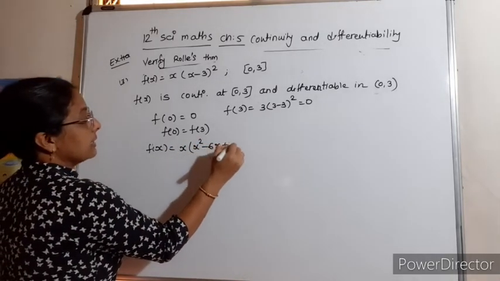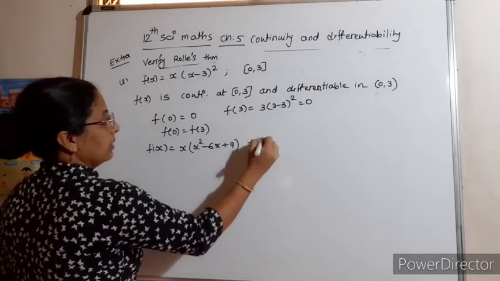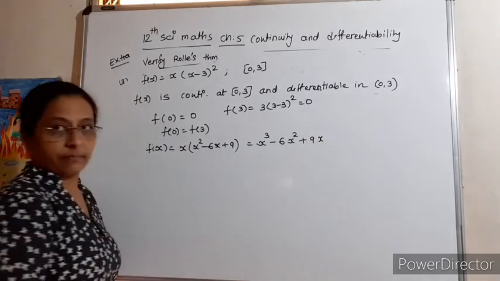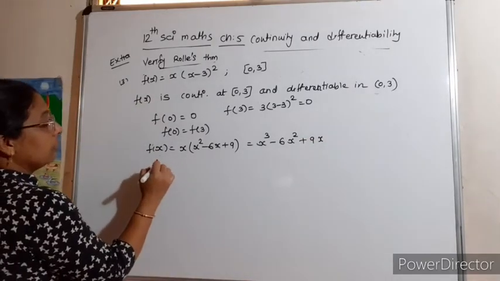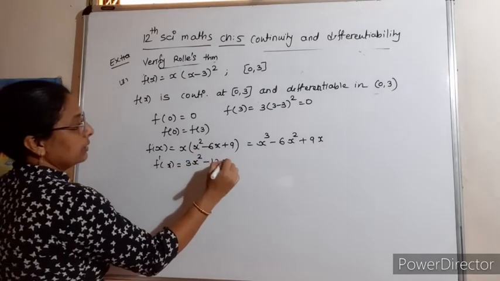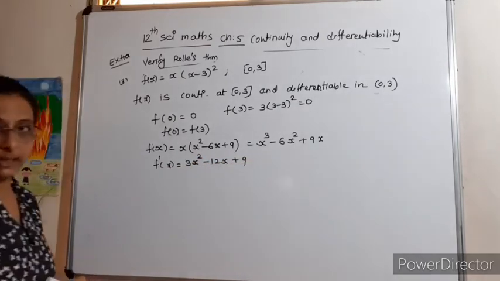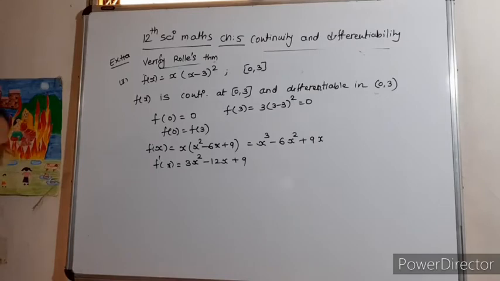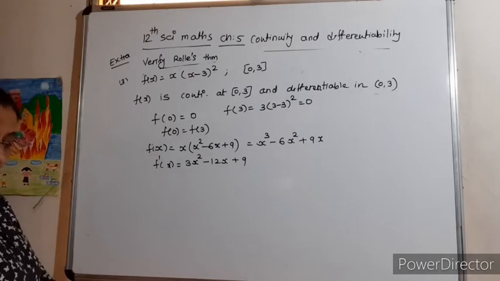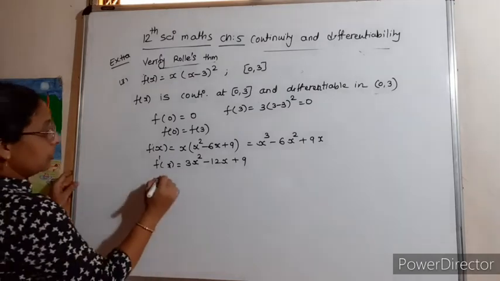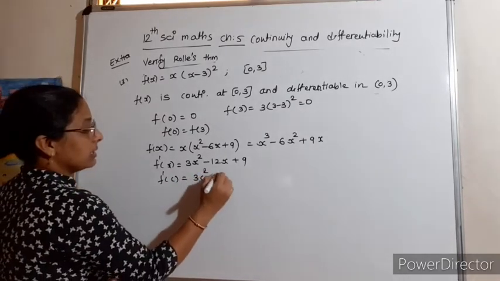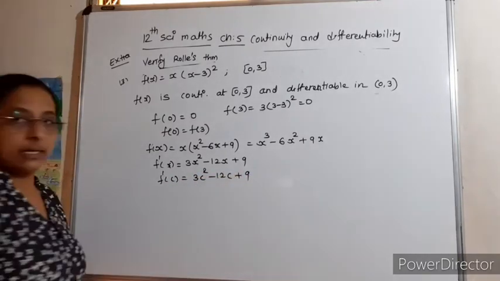So here, x square minus 6x plus 9, x cube minus 6x square plus 9x, right? Okay, now f dash x is 3x square minus 12x plus 9. So can we take 3 common, right? If you don't want to, that's also fine. That is 3x square minus 12x plus 9, f dash x. Okay, now we'll take f dash c, so that 3c square minus 12c plus 9.